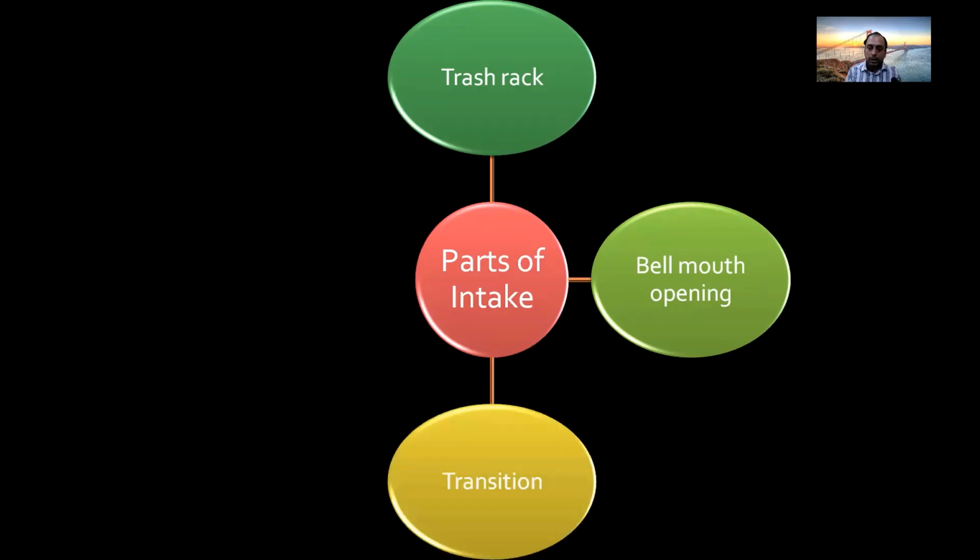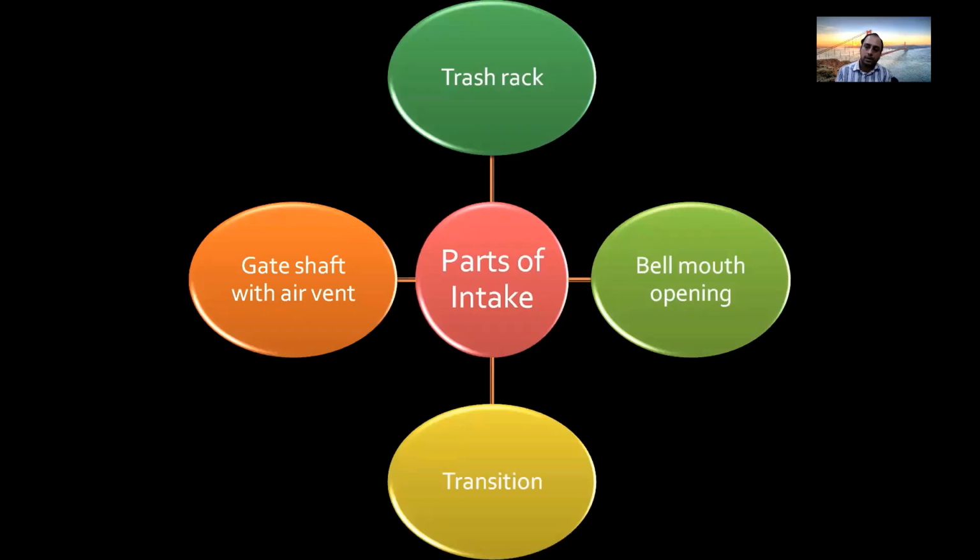Then transition is there. It is very difficult to construct a circular bell mouth. So generally we provide a rectangular bell mouth. The opening of the intake is rectangular, and then gates are also rectangular. So you have to provide rectangular. Generally it is preferred. But the tunnel is circular. So you have to provide a transition between rectangle and circle. So again, that transition has to be smooth. Otherwise it will cause turbulence in water. So transition is also a part of intake.